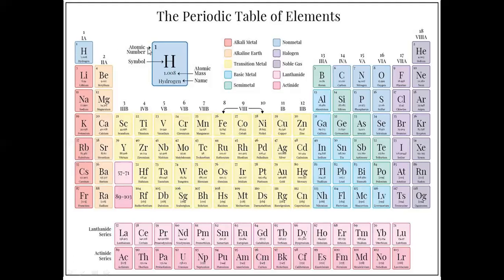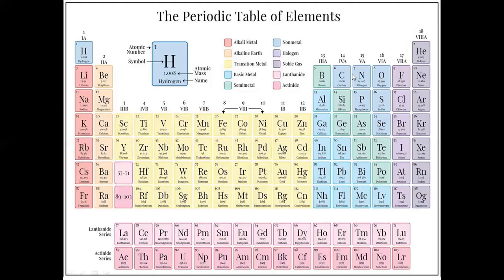So the first period has only two elements. One is hydrogen, the other one is helium. Hydrogen and helium both have only one shell, and here only one electron, here 2 electrons. So it is here the 18th group, whereas here the first group.